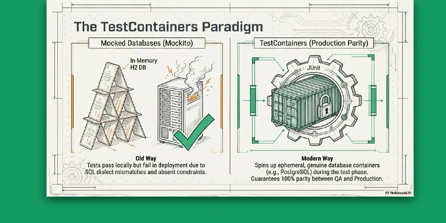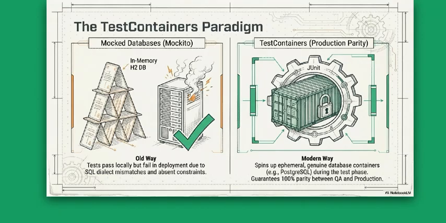If your test environment doesn't perfectly match your production environment, your tests are simply giving you a false sense of security. Because the mock database might accept a date format that the actual production database will totally reject. Exactly. So the modern way outlined here uses the Testcontainers paradigm. It uses JUnit to spin up genuine ephemeral database containers, like a real PostgreSQL instance running in Docker, just for the test phase. It brings the mountain to the lab.